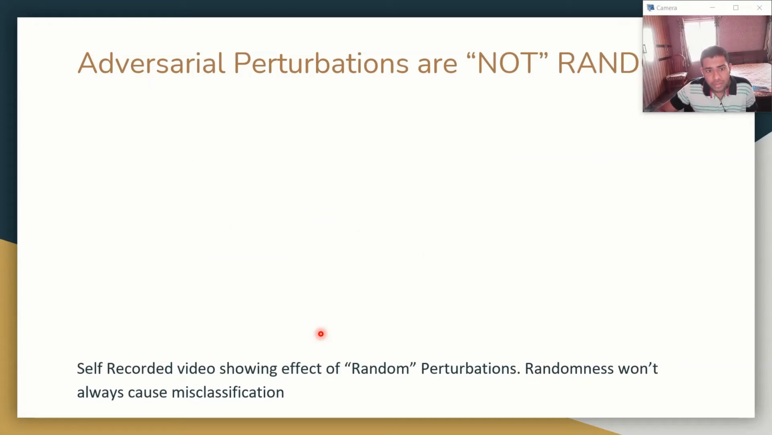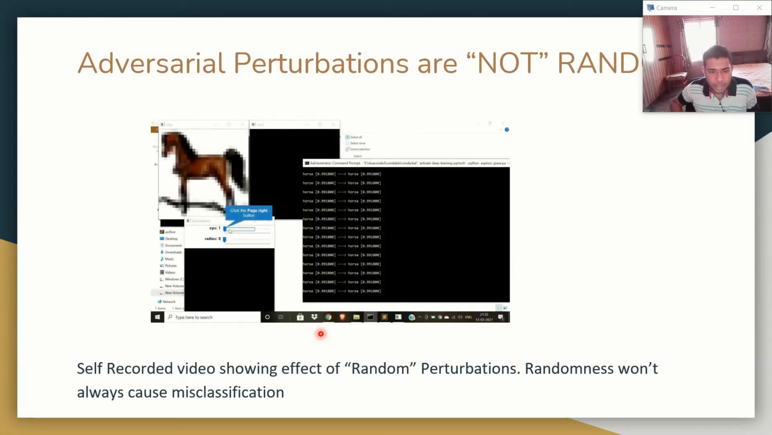So one more thing we need to notice: the adversarial perturbations which we talked about, which we add to an image to convert it into an adversarially perturbed image, are not random. We may expect them to be random, but they are not, and we have shown this through this particular video which we have self-recorded. Over here, basically we show that we vary these parameters epsilon and radius, which we'll explain in the next few slides. Basically, we are varying the perturbations and checking the prediction of the neural network for this horse image.